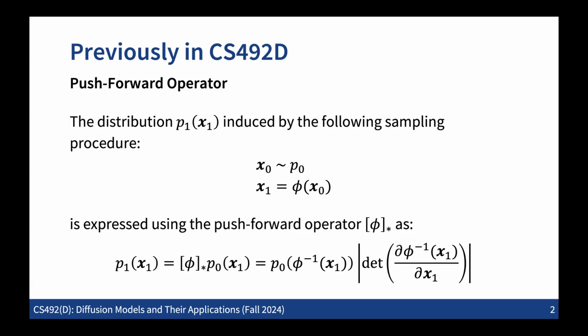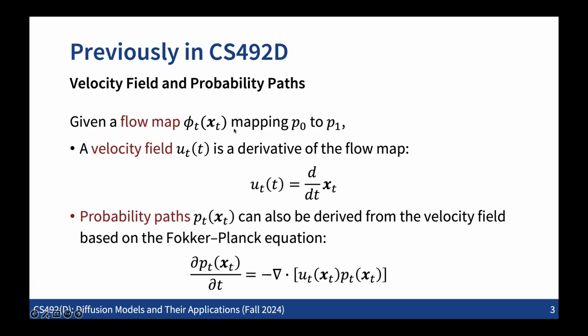So in making a generic model, what we want to do is find the push-forward operator, pi, mapping the standard normal into the data distribution, without knowing an analytic form of the data distribution, but taking samples of the data distribution. For that, we also discussed other concepts: the velocity field, the vector field, and also the probability path.